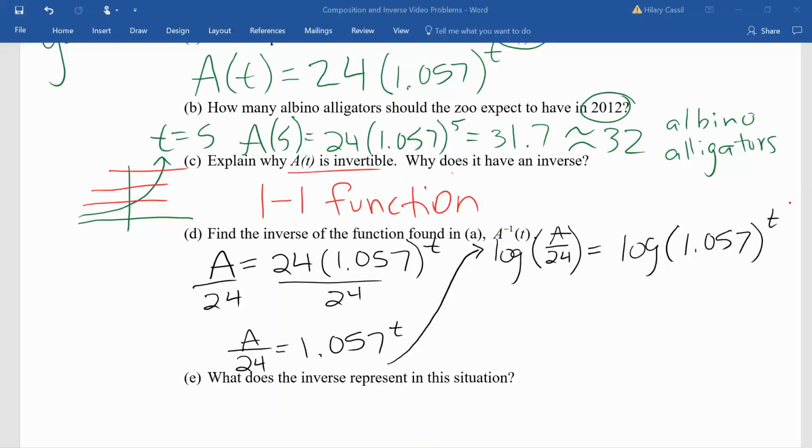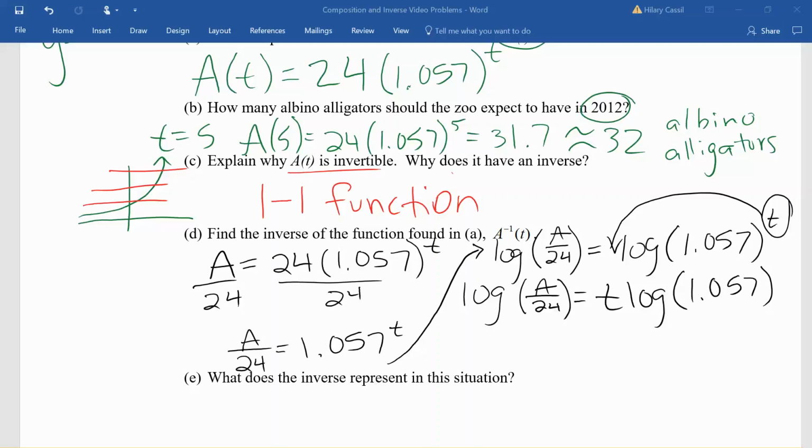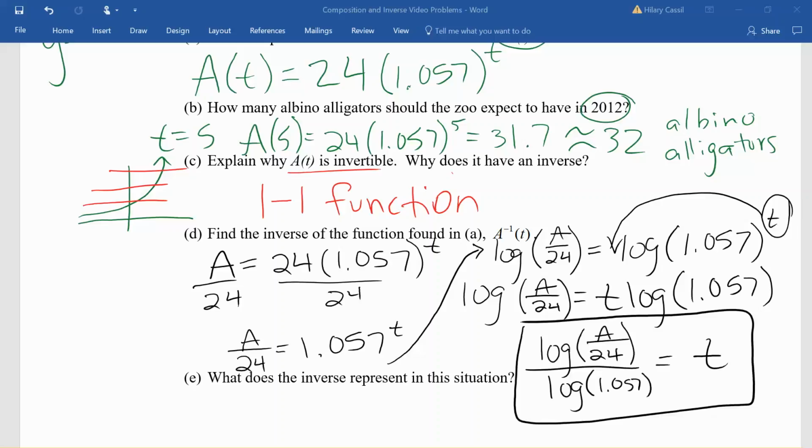And remember what that allows us to do. We have a property of logs that says if we have an exponent within a log, we can bring it down front and make it a product. And that allows us to solve for t. So we'll go ahead and divide by the log of 1.057, and we will have our inverse function. You may not think it looks pretty, but here's what our inverse function looks like if we choose to take the log of both sides.